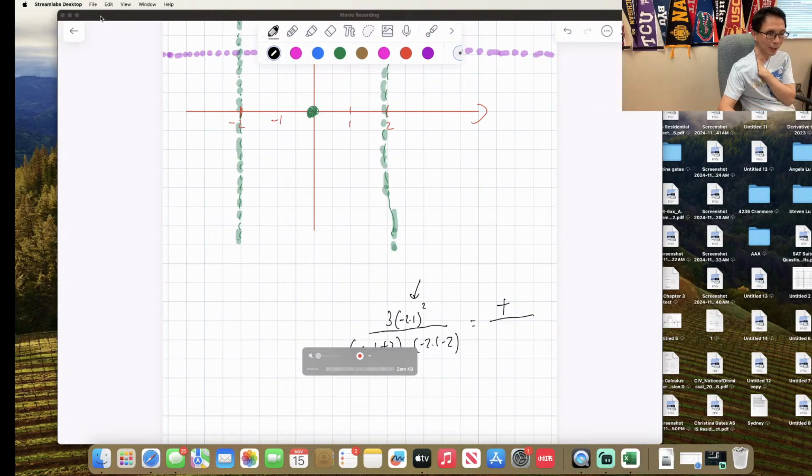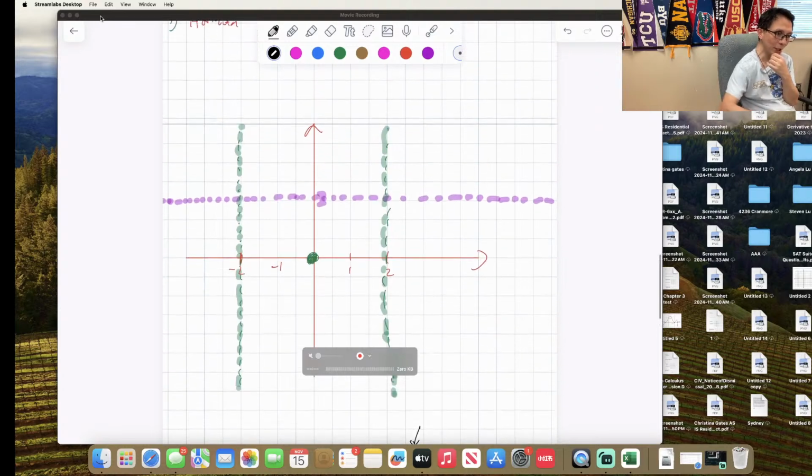And on the bottom, -2.1 plus 2 times -2.1 minus 2. Is that going to be positive or negative? It's negative times negative, right? So it'd be positive over positive, so it's positive. So we know that on this side, it either goes in here or goes in here. Which one's a better option? It's going to go up. So the graph is going to go this way.